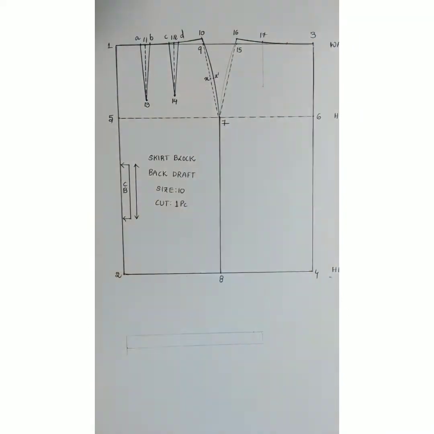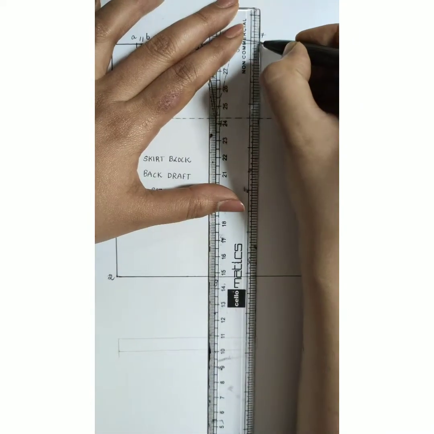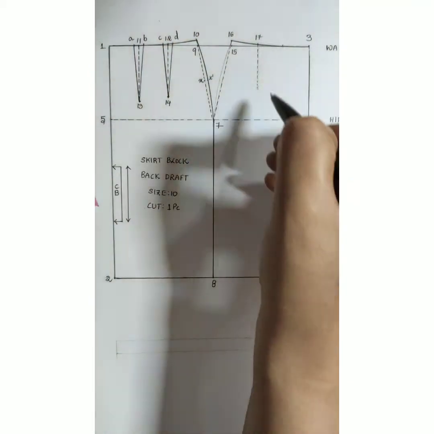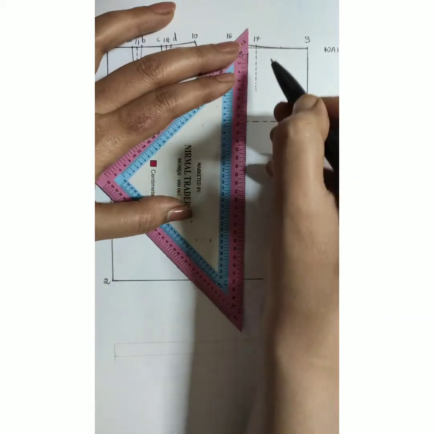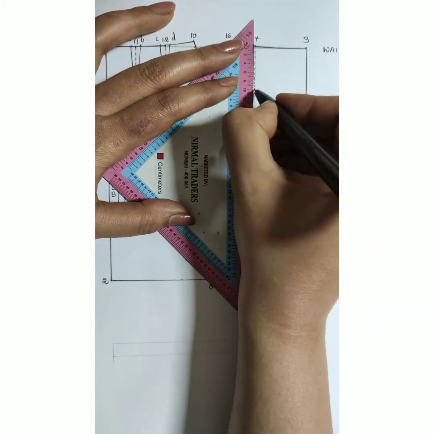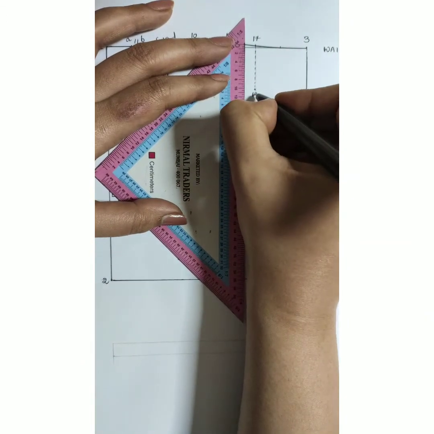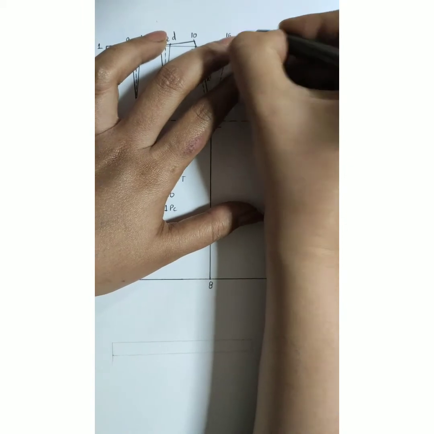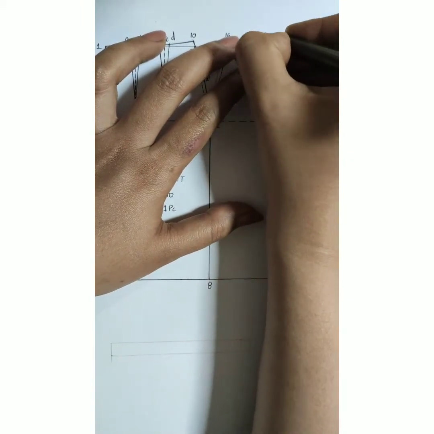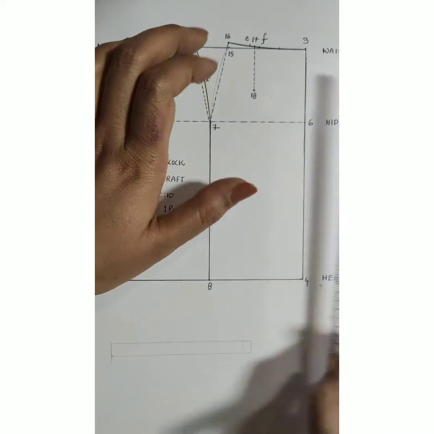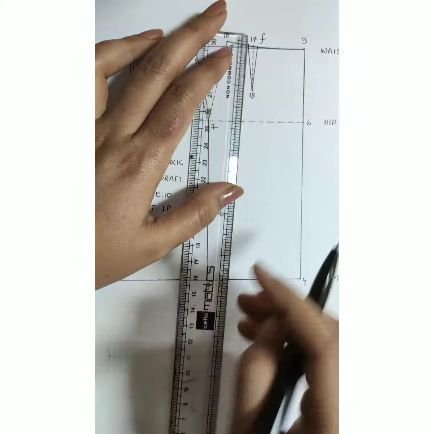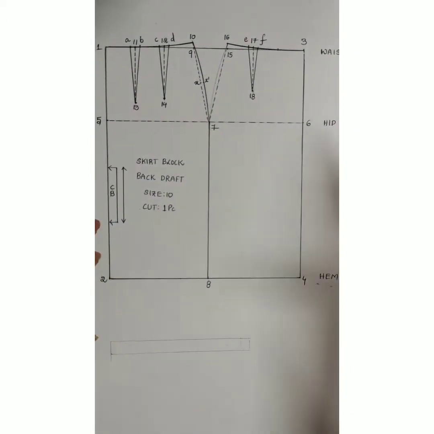So from point number 17, draw one straight dotted line which is parallel to 3 to 4 line, and along this line measure 10 centimeters down, which is the front waist dart length. So 17 to 18 down 10 centimeters, and on either direction of point number 17 measure 1 centimeter and 1 centimeter. So 17 to E 1 centimeter and 17 to F 1 centimeter, and then join E 18 F. Now this is the front waist dart.